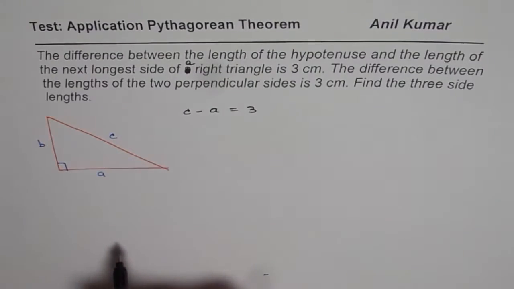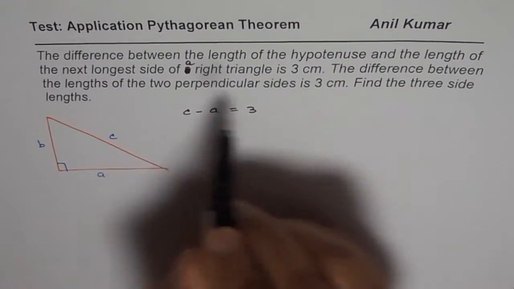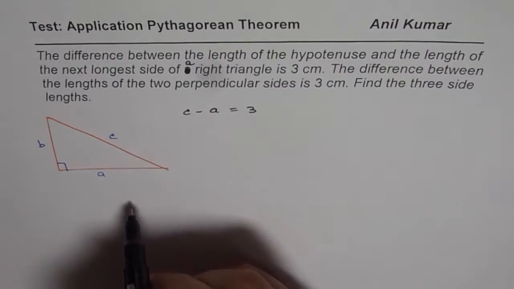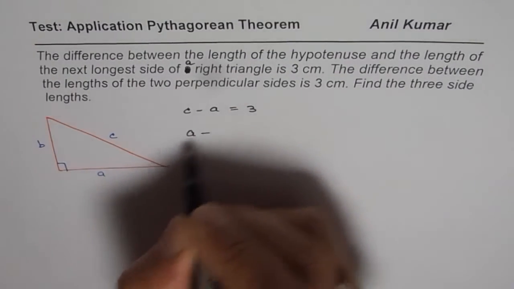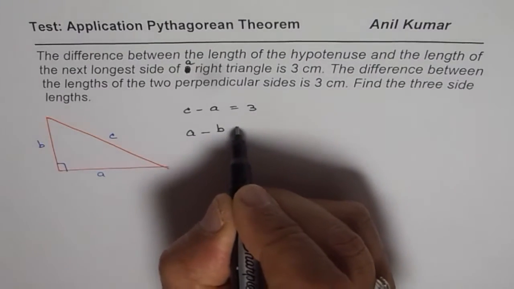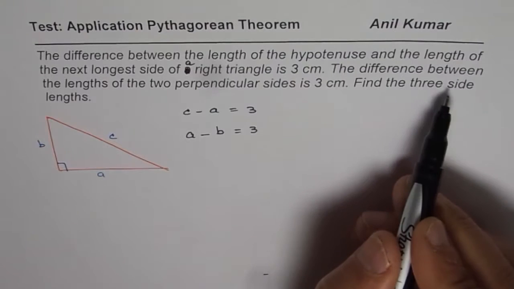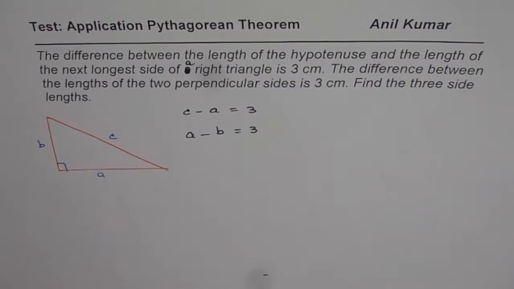Right, this is what is given to us, and the difference between the length of two perpendicular sides, these two are perpendicular sides, is also 3, right? So that means A minus B is also 3. Now we need to find the length of these three sides. So what is the possible dimension of this right triangle?